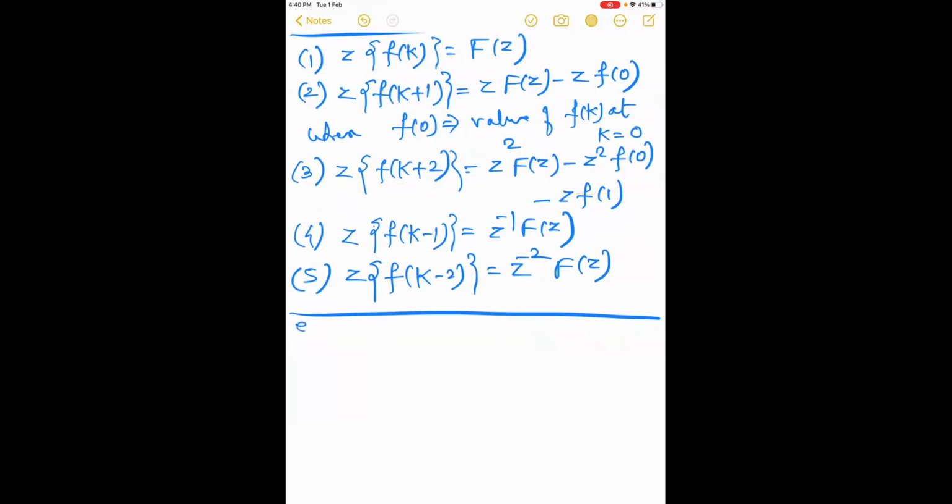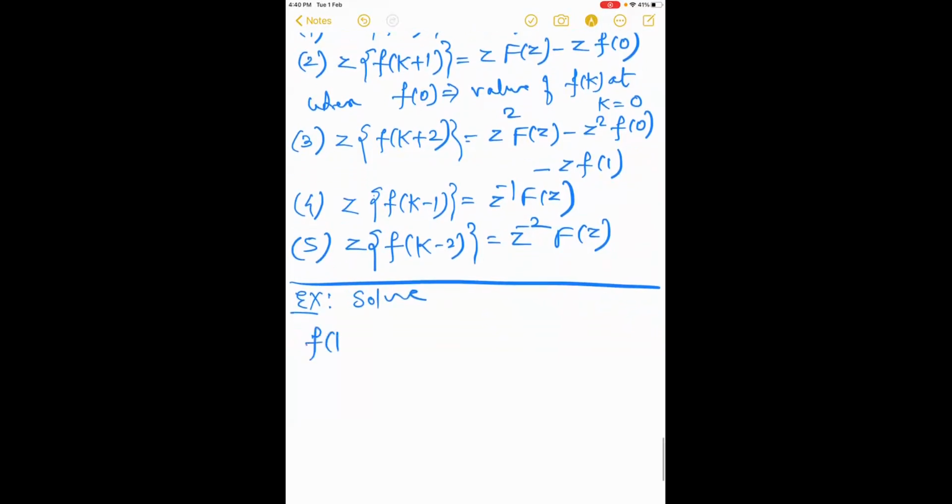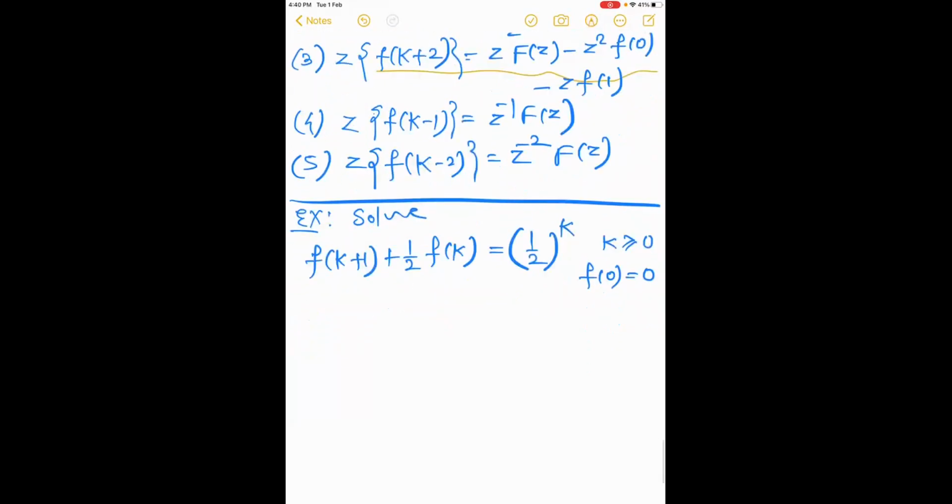For example, solve the difference equation f of k plus 1 plus half into f of k is equal to half raised to k, for k greater than or equal to 0, and f of 0 is given as 0. These are the things given. f of k plus 1 plus half into f of k is equal to half raised to k for k greater than or equal to 0.